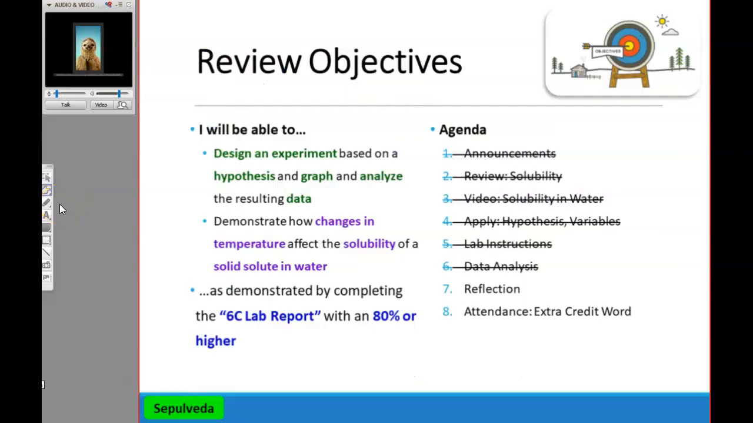We're designing an experiment using that hypothesis, that scientific method, graphing and analyzing that data. We're going to look at how we demonstrate changes in the temperature, how it affects the solubility of that solid solute in water. It's our question. And so we did this by our lab report. Hopefully we'll be getting an 80% on that.